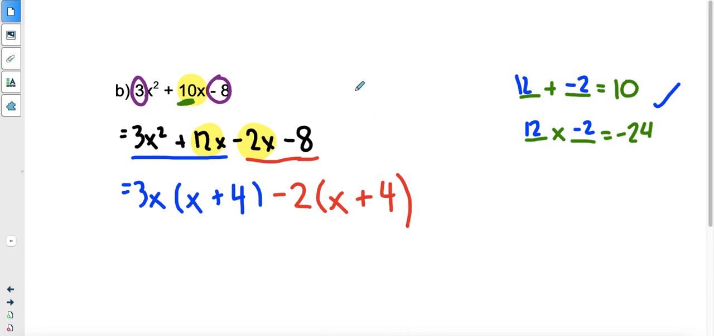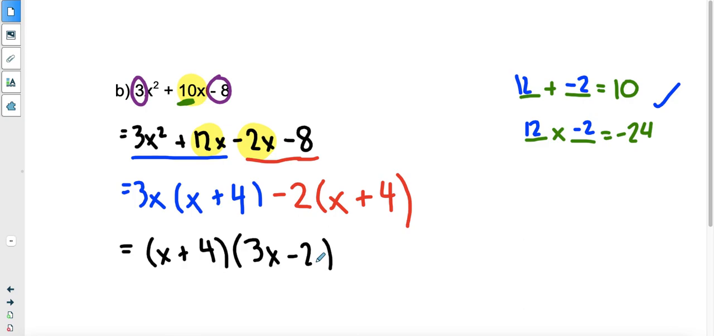And now what I'll notice is I have an x plus 4 in common here. So I can common factor out an x plus 4. And then beside that in brackets, I'm going to put the 3x minus 2. Because that's what I'm multiplying the x plus 4 by. And there we go. That's my answer.